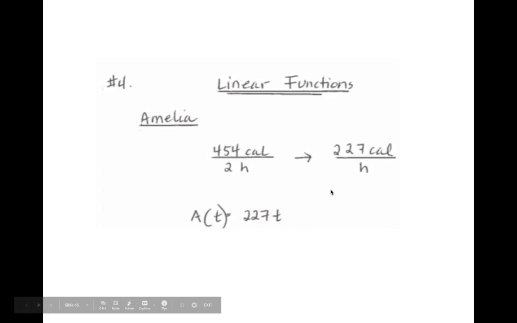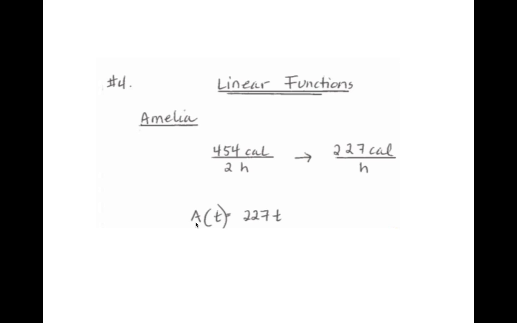Well, first of all, if you think about what's happening here, and we're talking about the rate of change, we're thinking about how many calories Amelia burns as time passes. So we know it's 454 calories in 2 hours. And if we change that into a unit rate, we know that she's burning calories at 227 calories an hour. That is the rate at which she is burning calories. So I'm going to create a linear function with that in mind.